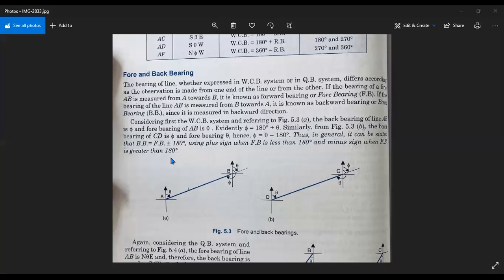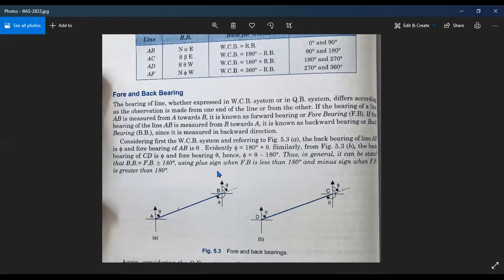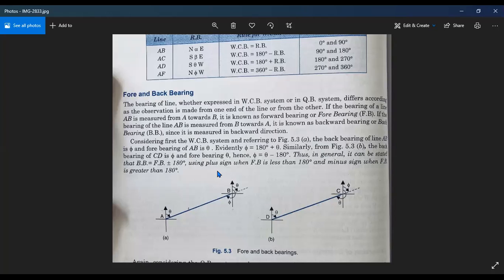In the quadrantal bearing system, the bearing of a line is measured in clockwise or anti-clockwise direction from north to east or north to west or else south to east or south to west. In the whole circle bearing system, which you have studied in the previous class, the bearing of a line varies from 0 degrees to 360 degrees. In the quadrantal bearing system, the bearing of a line varies from 0 to 90 degrees based on the quadrant in which it lies. Now, for which bearing we call it a fore bearing and for which bearing we call it back bearing, that we'll study.